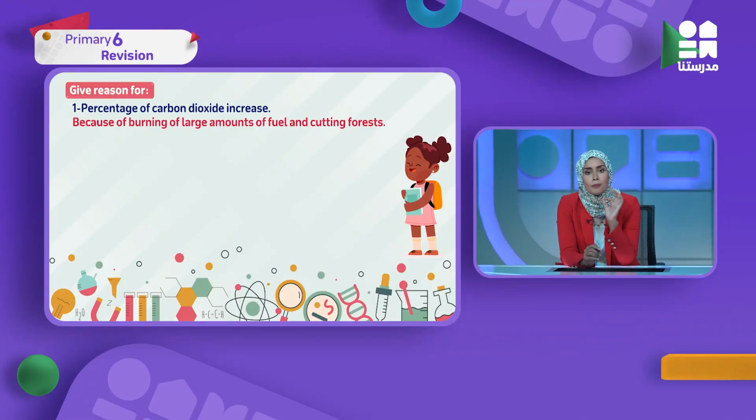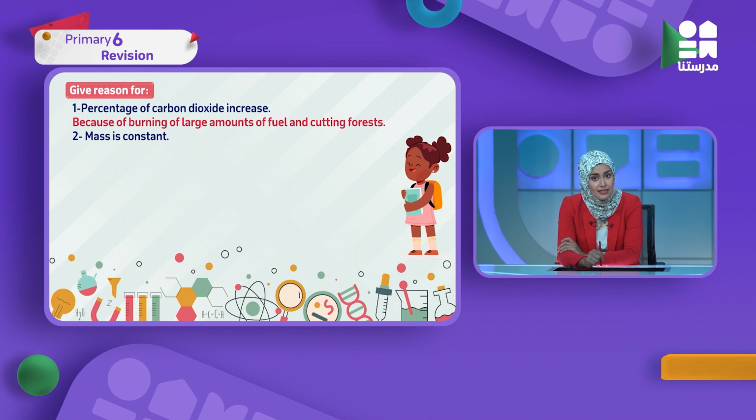How do I not recycle? By cutting forests. Don't forget that forests or plants are using and recycling the carbon dioxide gas during the photosynthesis process. So give reason for percentage of carbon dioxide increase: because of burning large amounts of fuel and cutting forests.